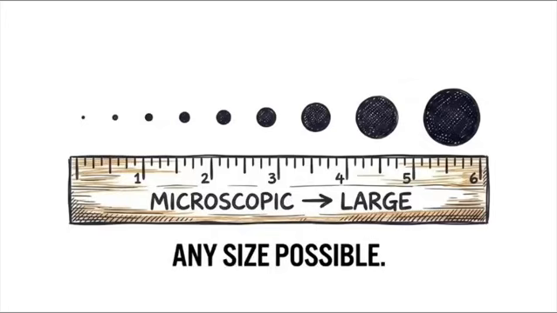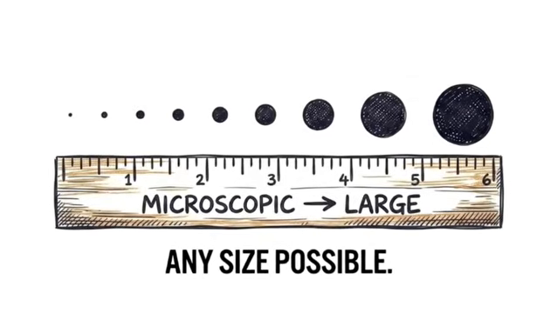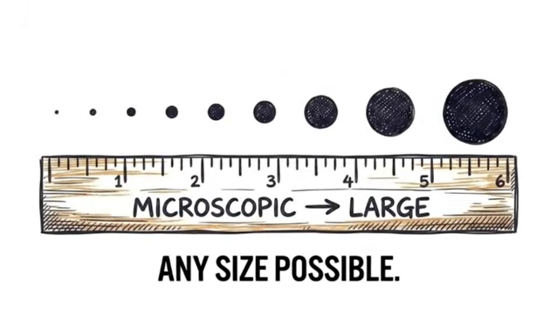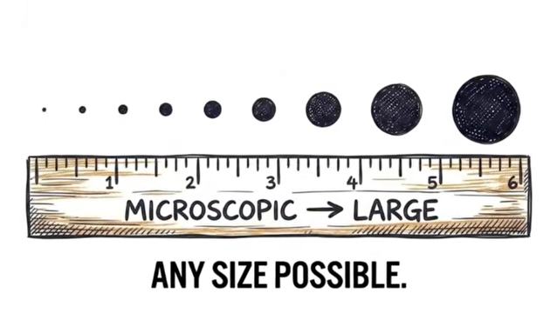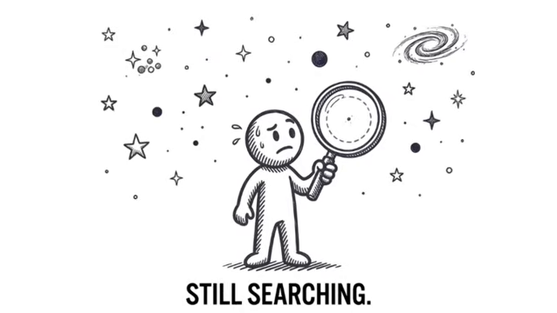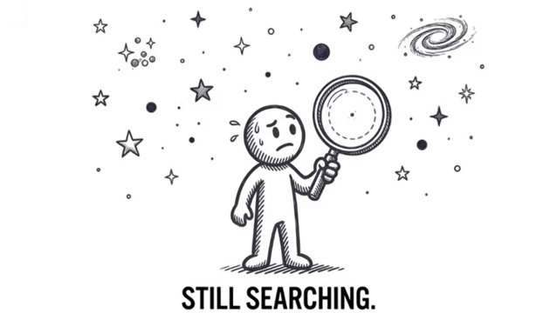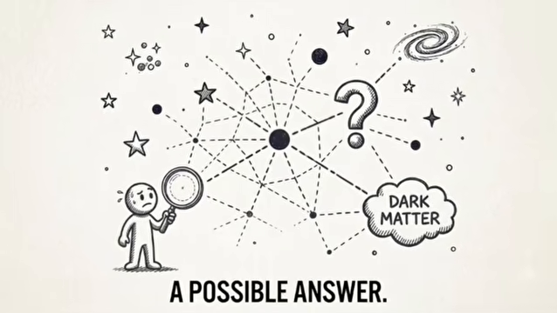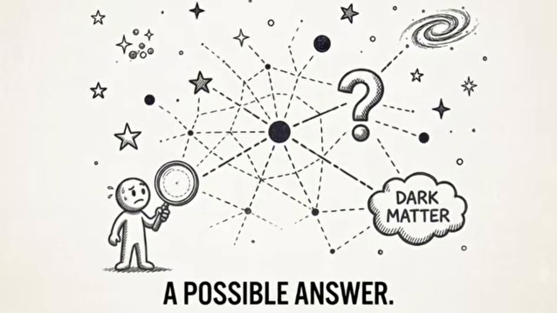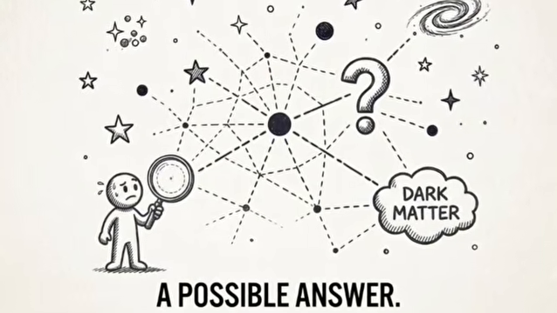Their sizes could vary from microscopic to much larger objects, depending on the conditions at the time. None have been confirmed, but scientists continue searching for signs of them. If they exist, they could answer important questions about dark matter in the earliest moments of the universe.